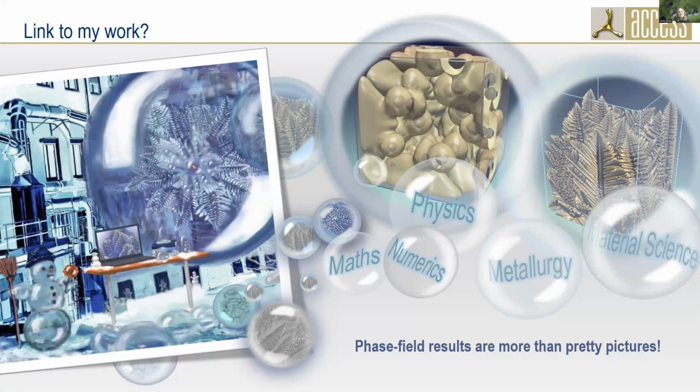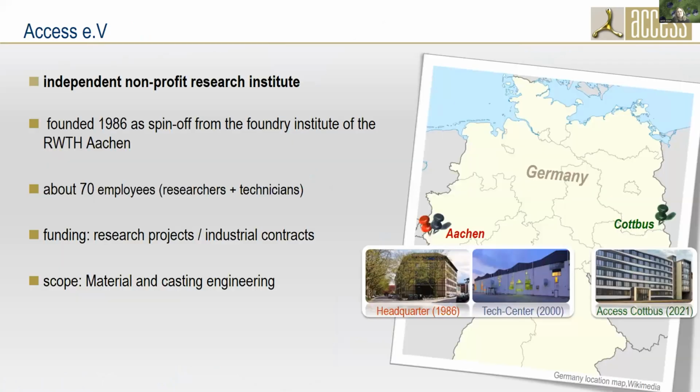So now, some words about our institute. Access is an independent non-profit research institute. It was founded in 1986 as a spin-off from the Foundry Institute of the Technical University in Aachen, and we still share the same building with the Foundry Institute. So some parts have moved out.